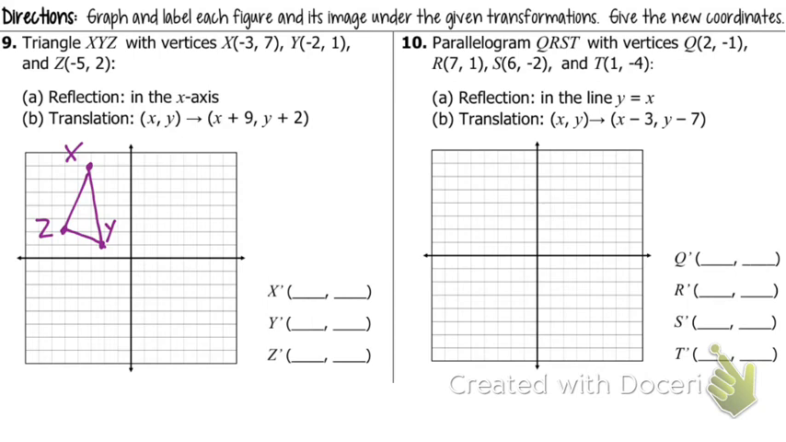So here's what I like to do. I'm going to draw a dashed line over the x-axis like we did before, and we're going to reflect it over it. We know the x values, left and right, aren't going to change. The y values are. Y is 1 away, so Y prime will be 1 away. Z was 2 away, so Z will be 2 away. And X was 7 away, so X will be 7 away.